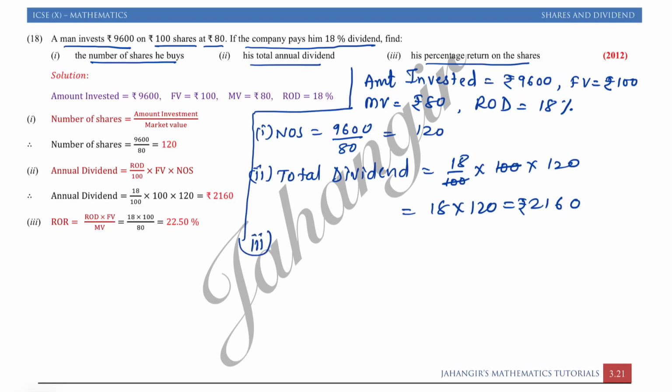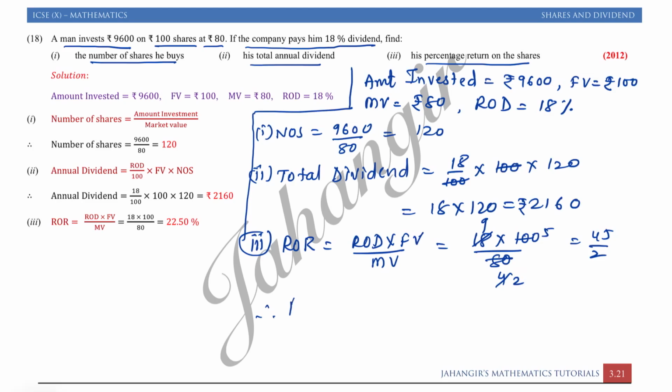And in the third part, we get the percentage return on the share. The percentage return is ROR. So ROR is equal to ROD into FV upon MV. So ROD is 18 into FV upon MV, MV is 80. So 2 fours are 8, 2 nines are 18, 45 upon 2, therefore ROR is equal to 22.50%. This was a very straightforward question. Just put 3 formulas, you will get the answer.